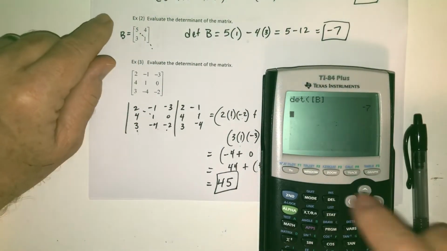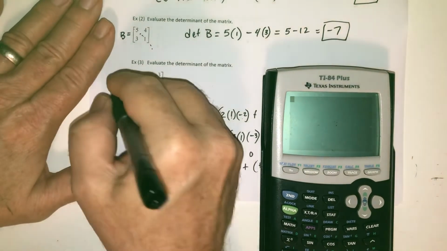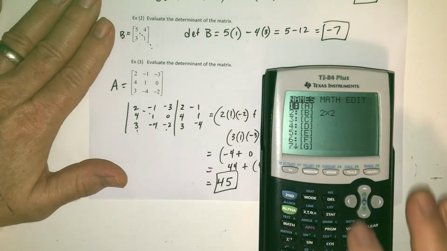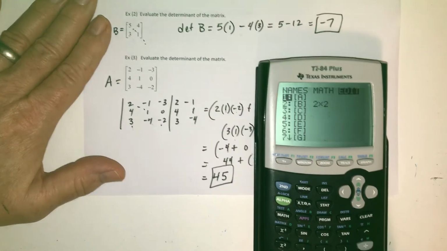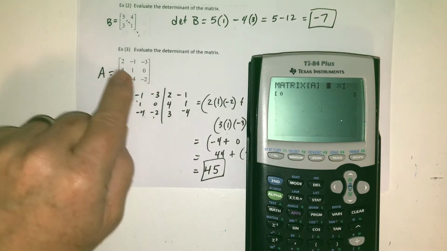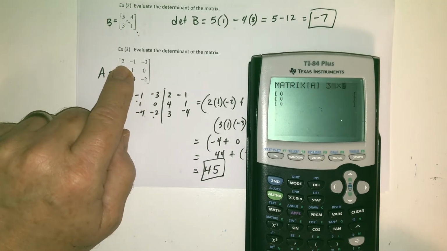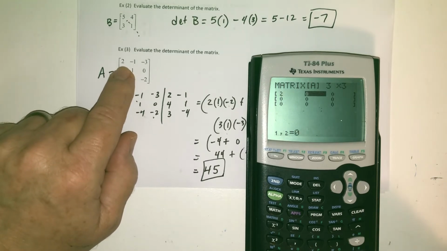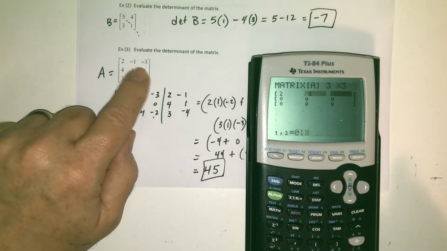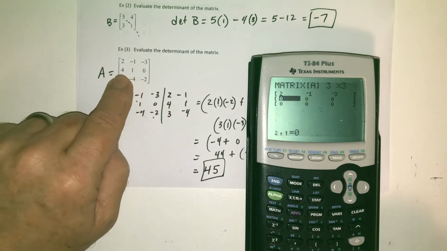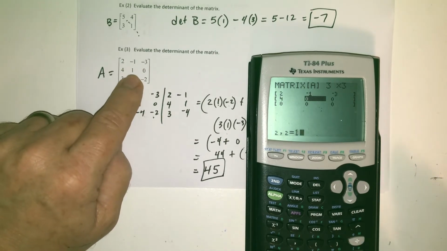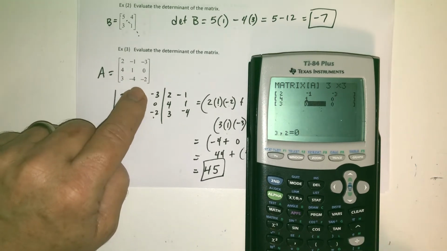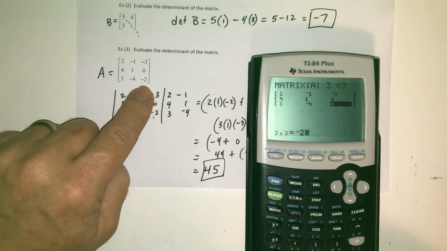Now let's double check it just to make sure. I'm going to hit clear. Let's call this matrix A. We'll go into second matrix. We're going to edit A, which is the number 1. It is a 3 by 3. It has 3 rows and 3 columns. Row 1 is 2, negative 1, negative 3. Row 2 is 4, 1, 0. Row 3 is 3, negative 4, negative 2.